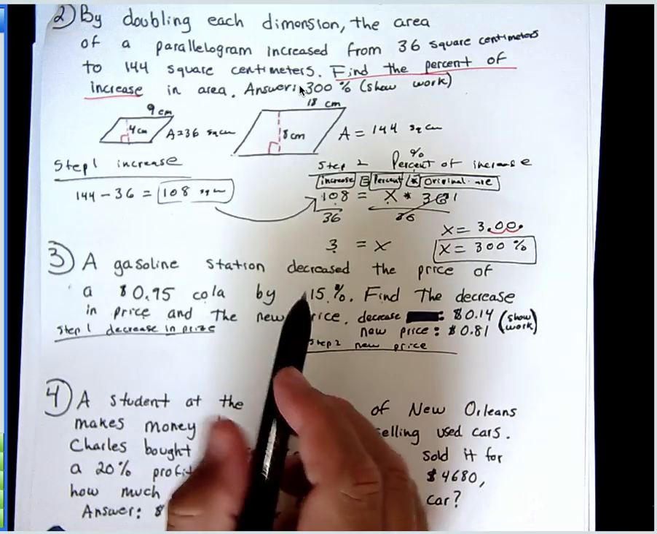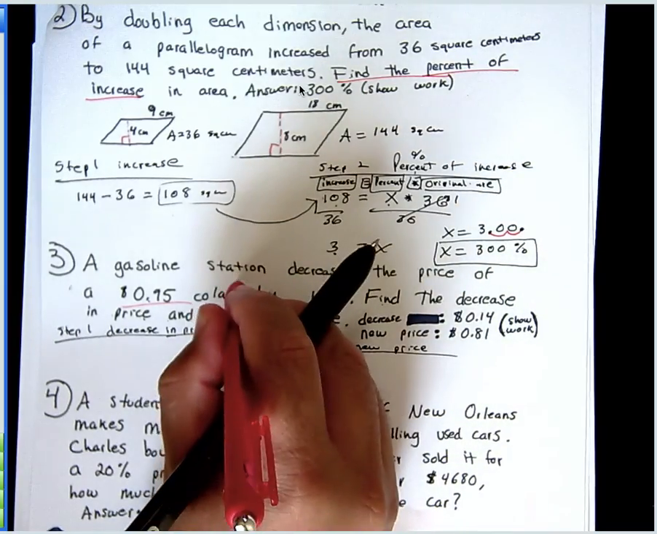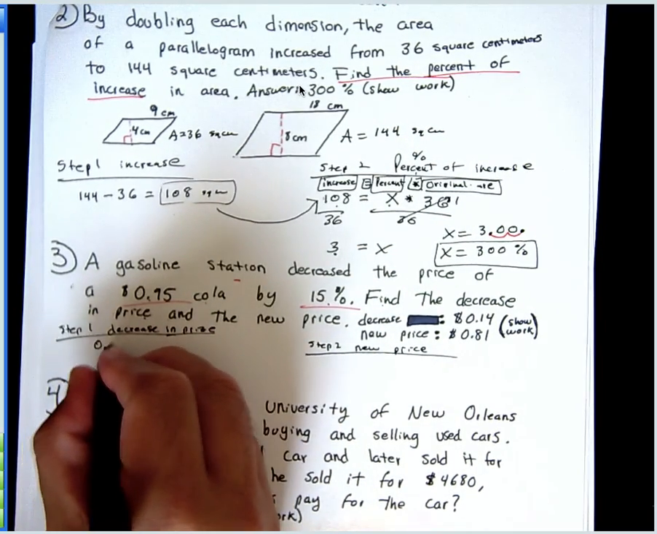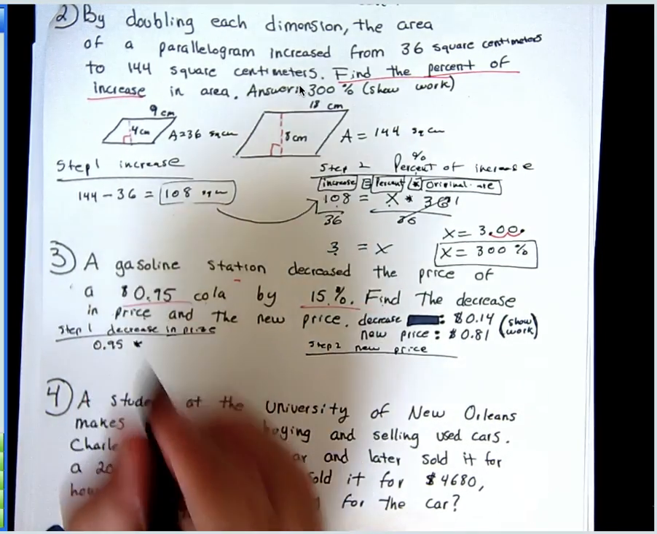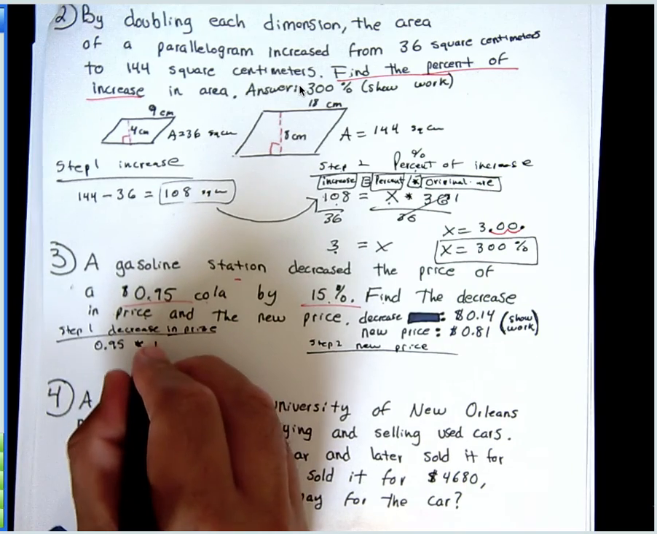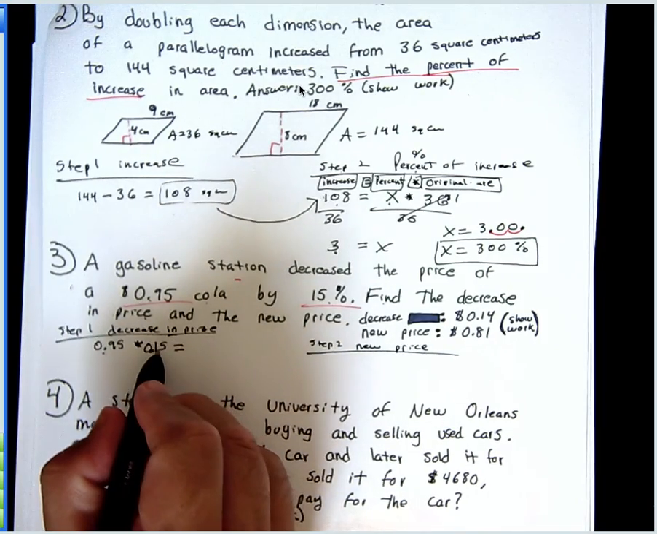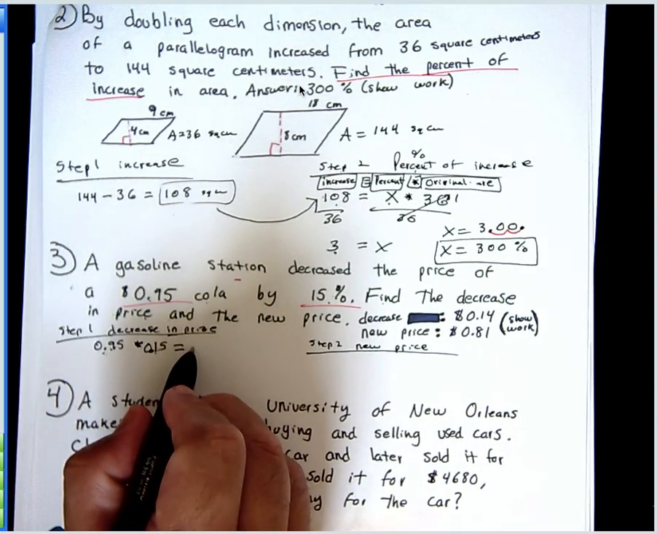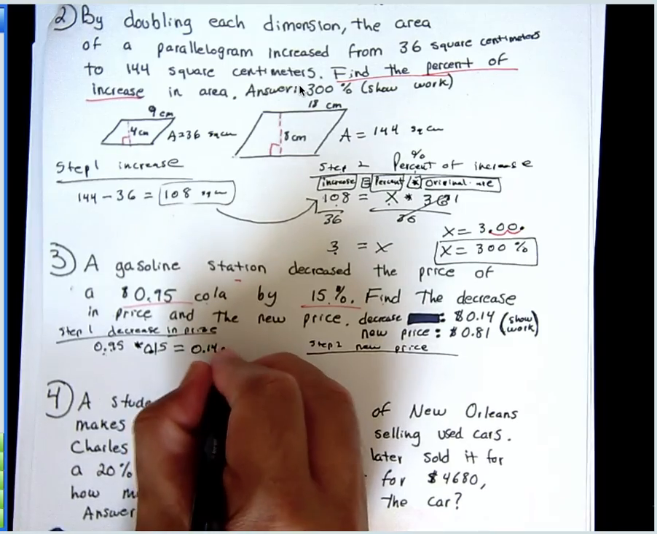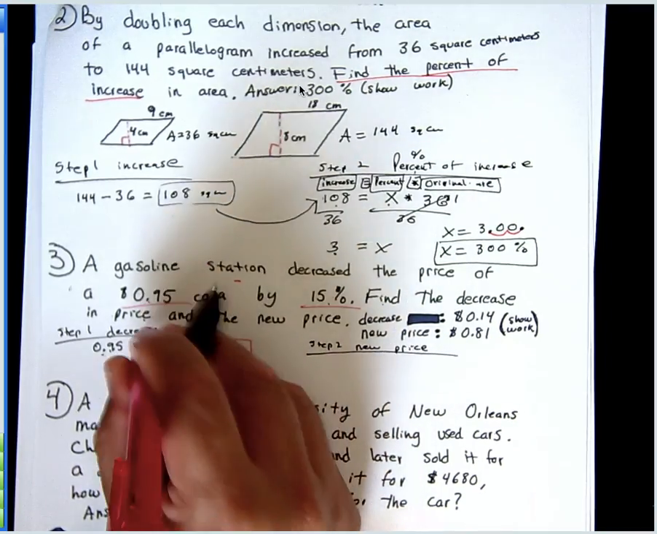So how do we find the decrease in price? It's telling you here that was the original, and they decreased it by 15%. So you're gonna get the 0.95 times the 15%. When you multiply these two, it should give you the 15% of that, and that's how much it went down. And that's 0.14 cents. That's how much it went down in price. So that's the decrease in price.